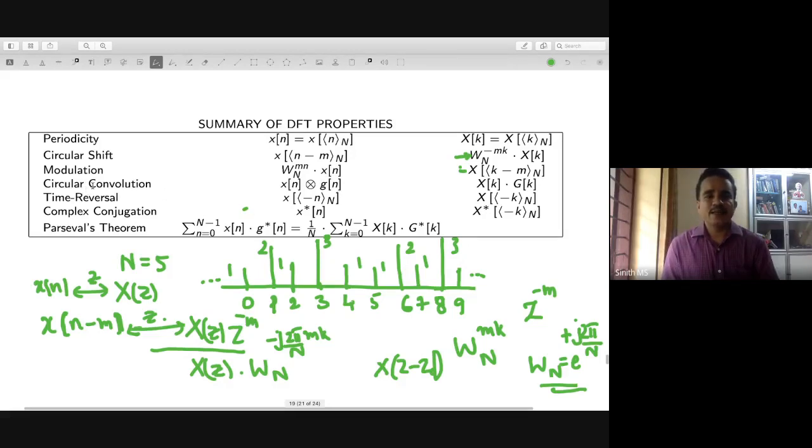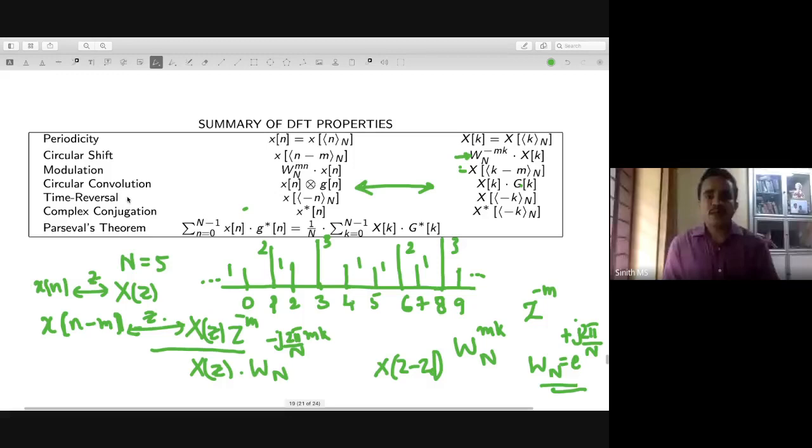Similarly, if you have circular convolution, this we already have seen. If X[k] and G[k] are multiplied in the frequency domain or DFT domain, it's going to be circularly convolved in time domain. Capital X[k] is the DFT of x[n], capital G[k] is the DFT of g[n]. In that case, if you multiply these two DFTs, circular convolution of x[n] and g[n] happens. While if X[k] and G[k] were normal Fourier transforms, multiplying them would give linear convolution. We know that.